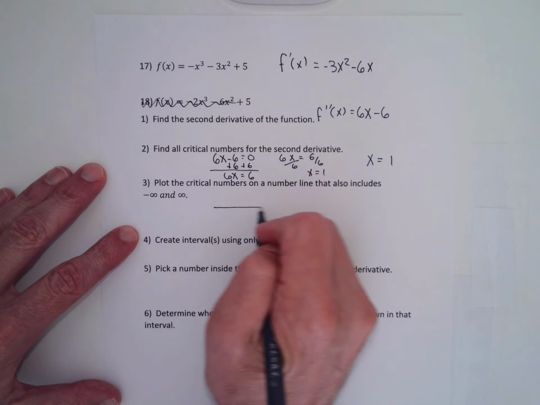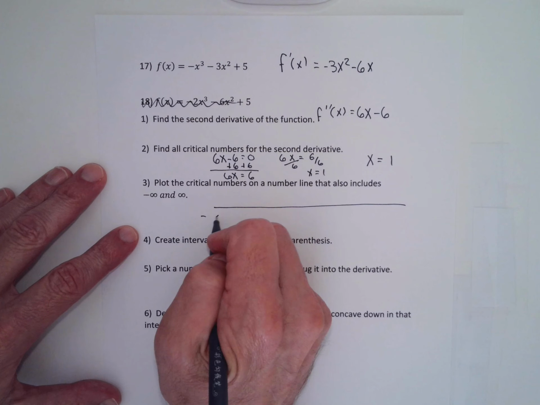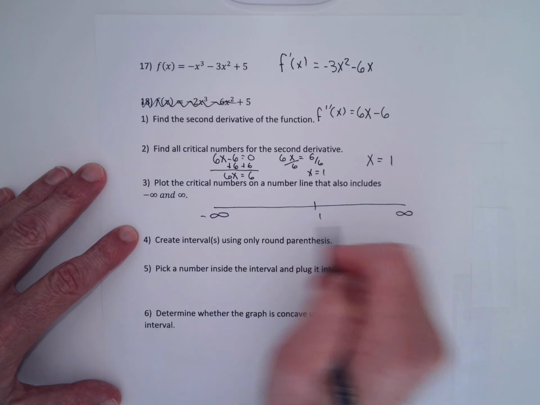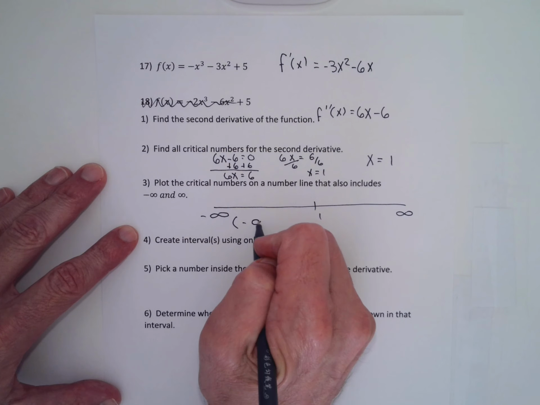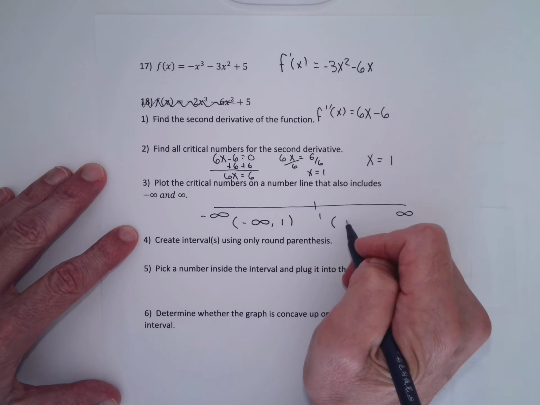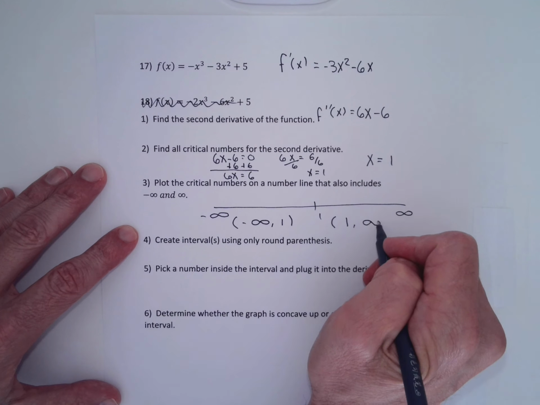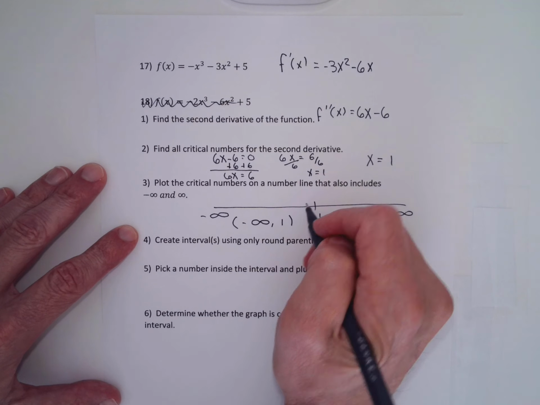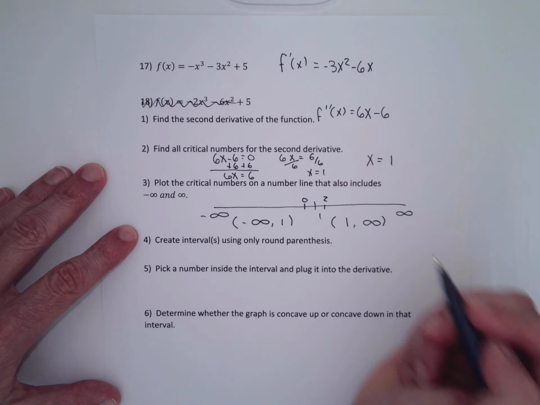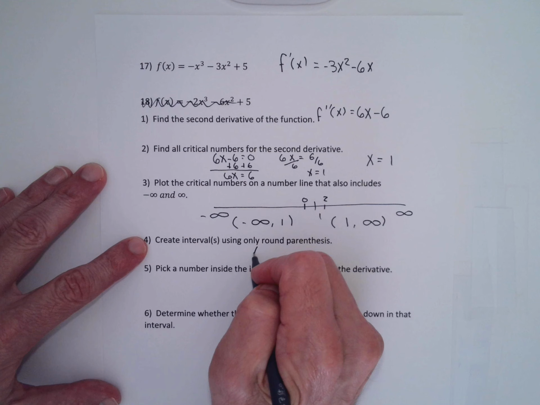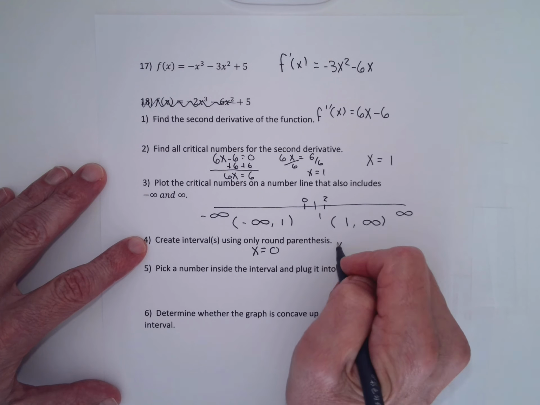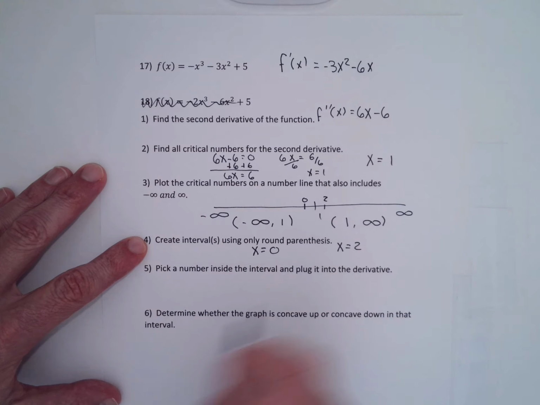Now I'm going to plot that critical number on a number line that contains the infinities. I'm going to create intervals, the interval from negative infinity to positive 1, the interval from positive 1 to infinity. I'm going to pick a number to plug in. In the first interval, I'm going to plug in 0. In the second interval, I'm going to plug in 2. Just because 0 is an easy number and it's in the first interval, 2 was right at the edge of the second interval, so it's probably easier to do the math with.